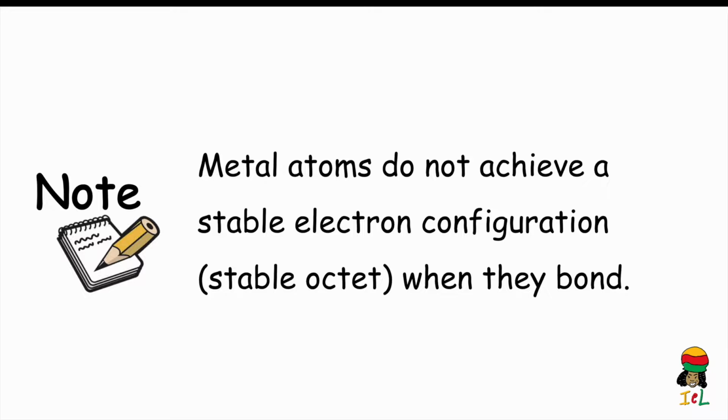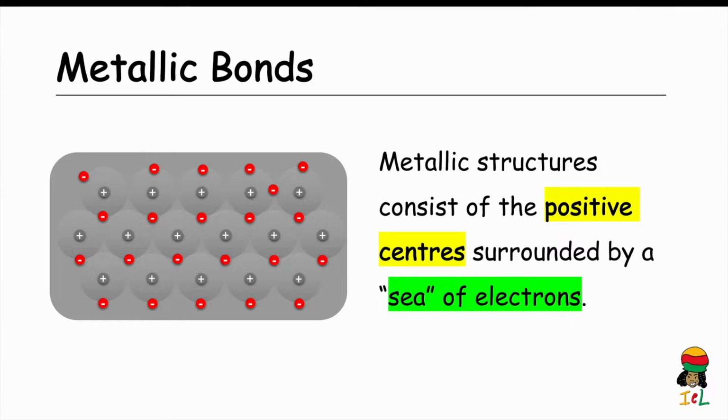Note that metal atoms do not achieve a stable electron configuration when they bond. Therefore, metallic bonds are quite different from ionic and covalent bonds, which we learned about in earlier lessons. The metallic structure is described as having positive centers surrounded by a sea or cloud of electrons noted by those red circles with the negative sign in them.